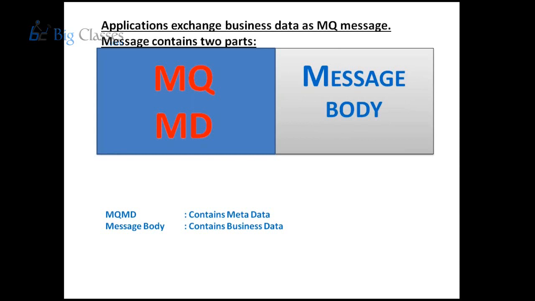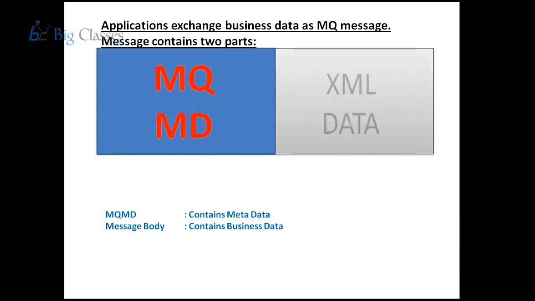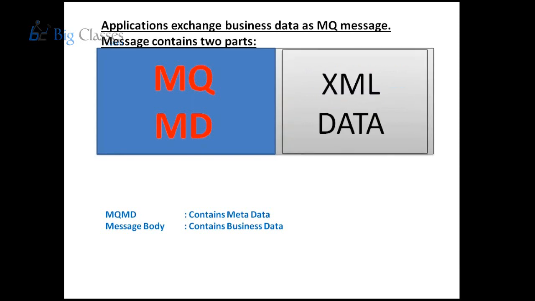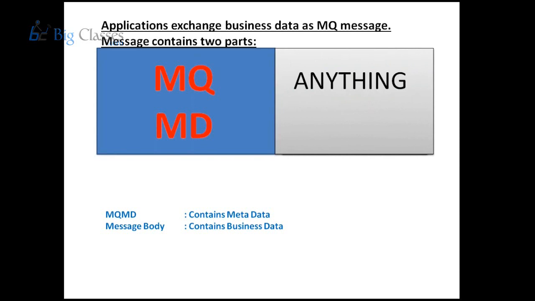Application may insert XML data in message body. It may insert text data. It may insert binary data. It may insert anything. Whatever data the sender end application wants to exchange with the remote end application, the application defines in the message body.